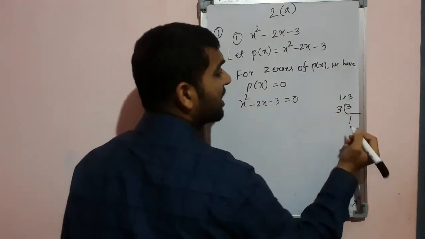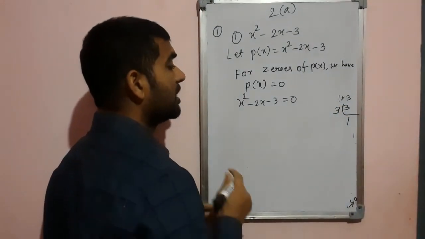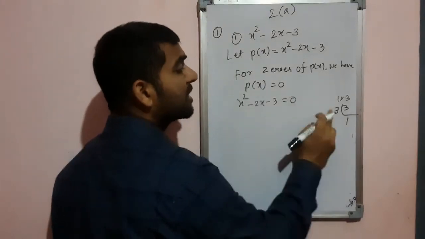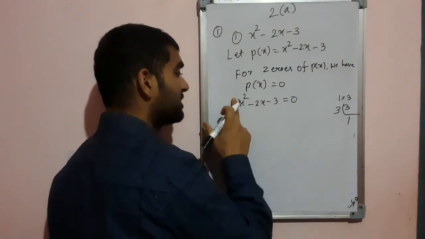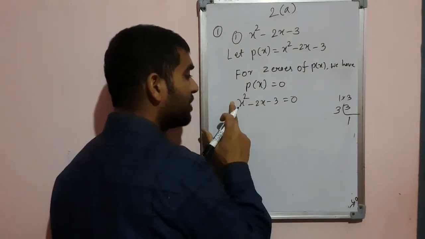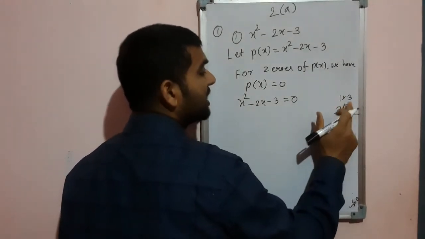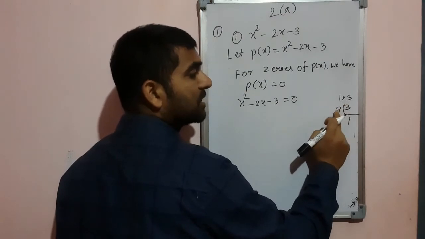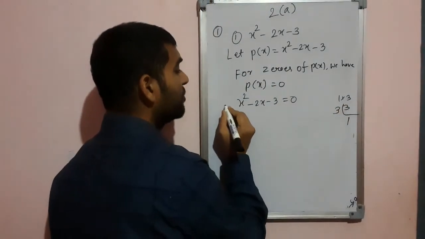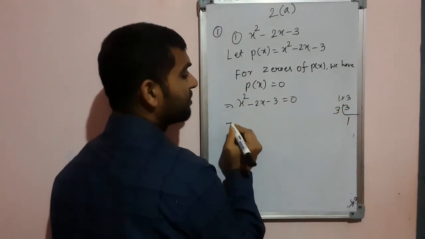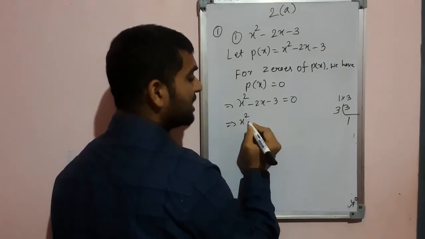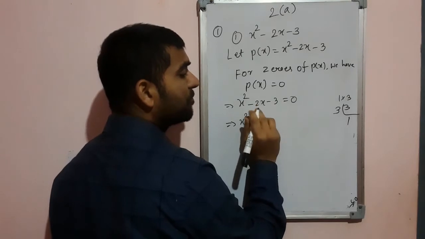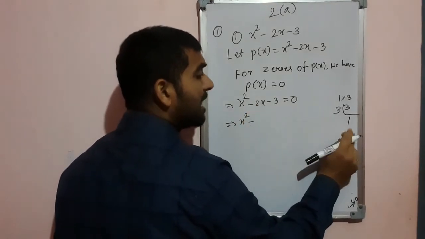Do the prime factorization of 3, it will be 3 times 1. Now we have to get the middle term with the help of this factor. How we do? First coefficient of first term into last term. So 1 into 3 will be 3. Do the prime factorization, so 3 times 1. Now what you will do in next step? Yes, x square you will write the same. x square minus, it will be minus here.